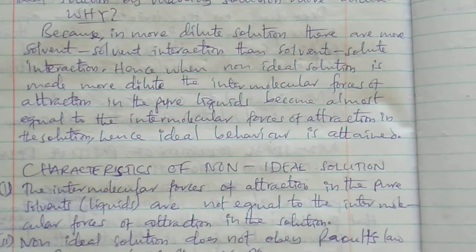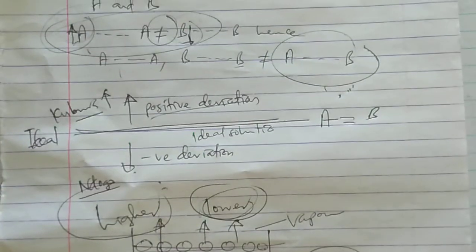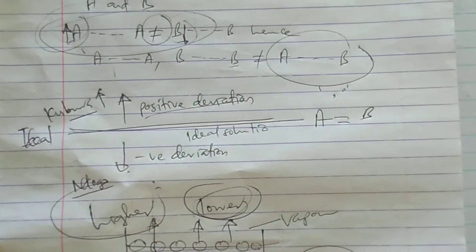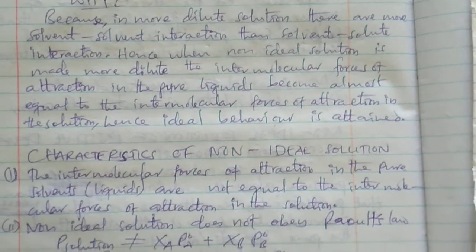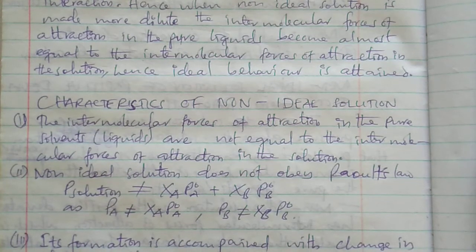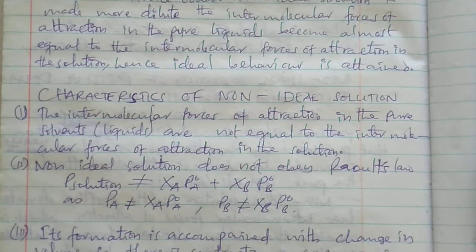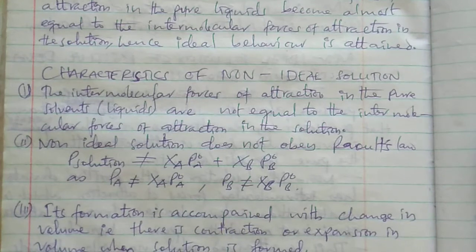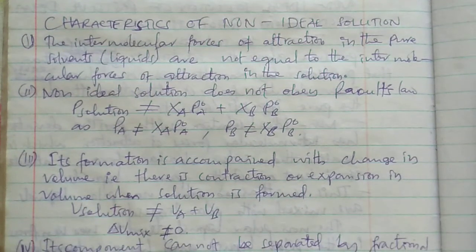Now, having known all of this and our discussion about the intermolecular force of attraction and the vapor pressure, I will summarize in this paper. Let's move to the properties of non-ideal solution. First property of non-ideal solution is that the intermolecular force of attraction in the pure solvent or liquids, they are not equal to the intermolecular force of attraction in the solution. We have already discussed this and we have already explained this a few minutes before.